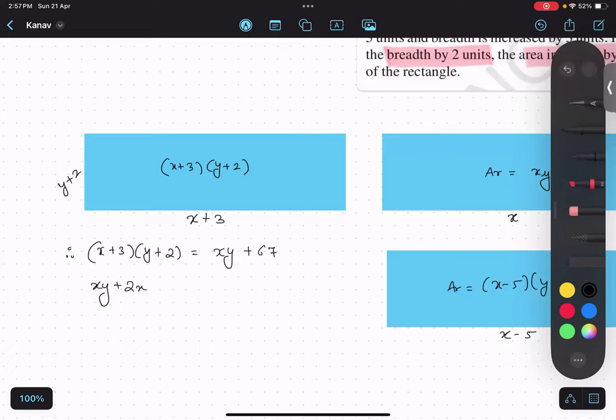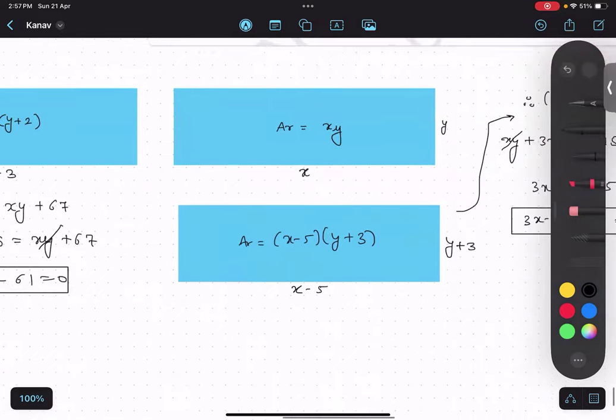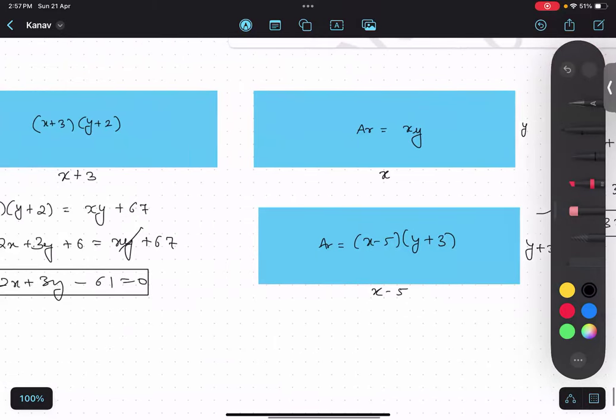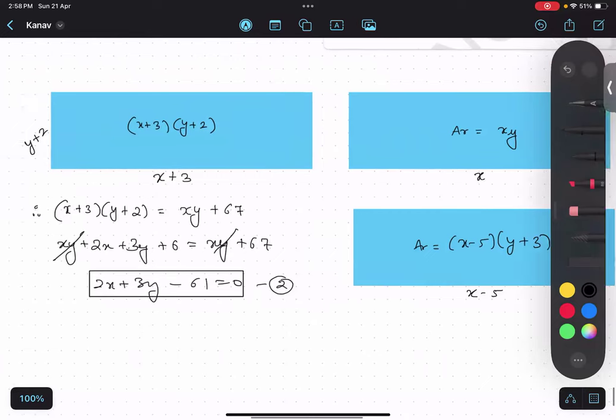So, XY plus 2X plus 3Y plus 6 equals XY plus 67. Is this step correct? No. It should be 3Y, sorry. So 2X plus 3Y, and if I shift this thing to the side, minus 61 equals 0. Is your answer matching? Yes. So this is my second equation, and this was my first equation. So you can use elimination method, substitution method, or whatever method you feel like, and solve this question.